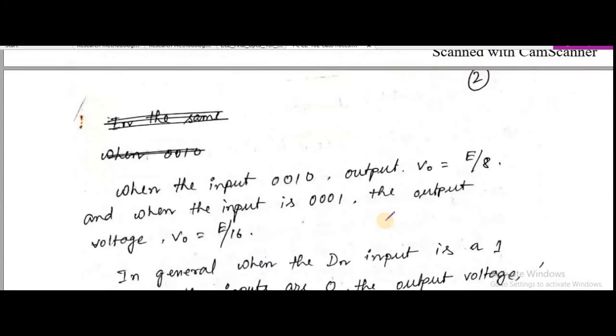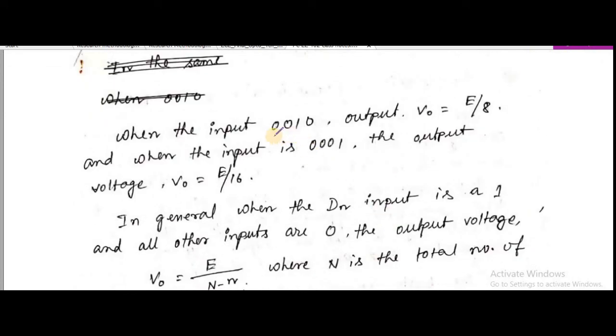So in the third case, in the same pattern, if the bit pattern is 0 0 1 0, it will be E by 8. And without doing so much calculation, we can say that if your bit pattern is 0 0 0 1, then your output voltage will be E by 16.